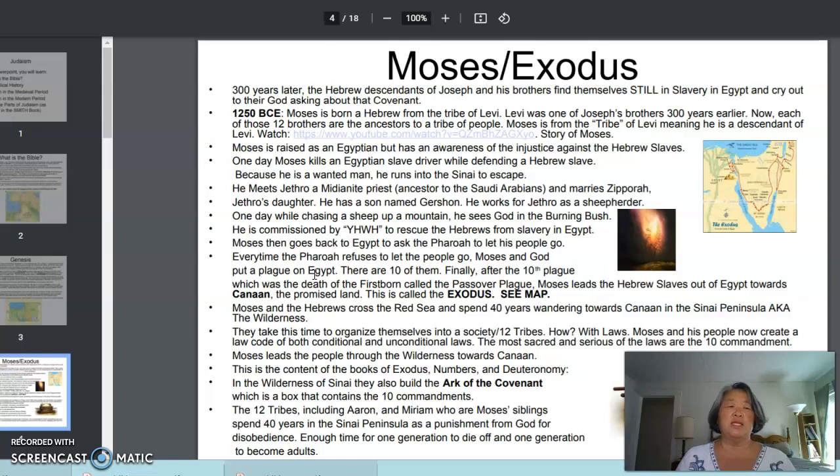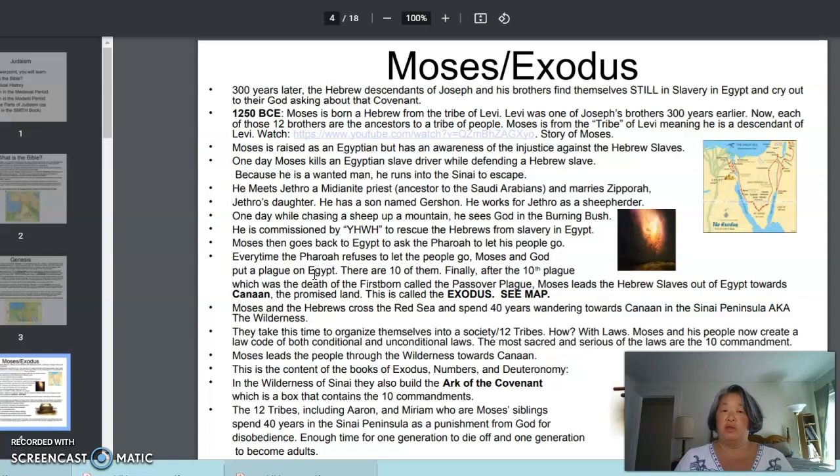So when Moses says he's from the tribe of Levi, Moses means I am a descendant of one of Joseph's brothers, Levi. That's what it is. So those 12 sons of Jacob end up becoming the names of the 12 tribes of Israel. So over the course of 300 years, all of the descendants identify according to one of those brothers. So Moses is from the tribe of Levi. Levi was one of Joseph's brothers.